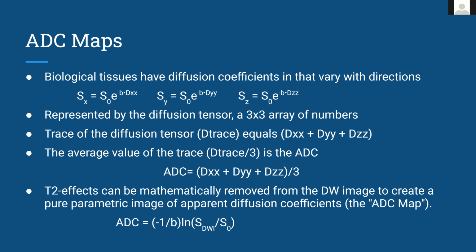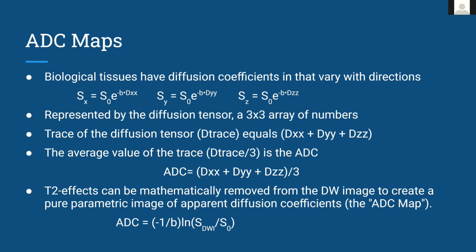These diffusion coefficients could be represented by a diffusion tensor, which is basically a 3x3 matrix. We take the average of the trace of this matrix in order to calculate our apparent diffusion coefficient. The trace of the matrix is just the sum of its diagonal elements. And so taking the average of that would give you the apparent diffusion coefficient.